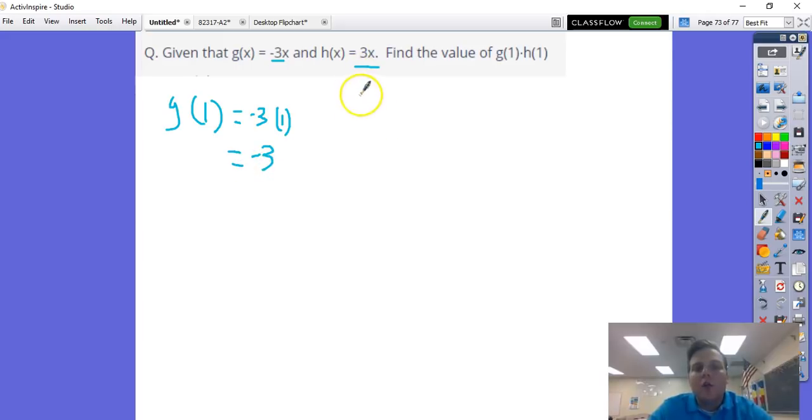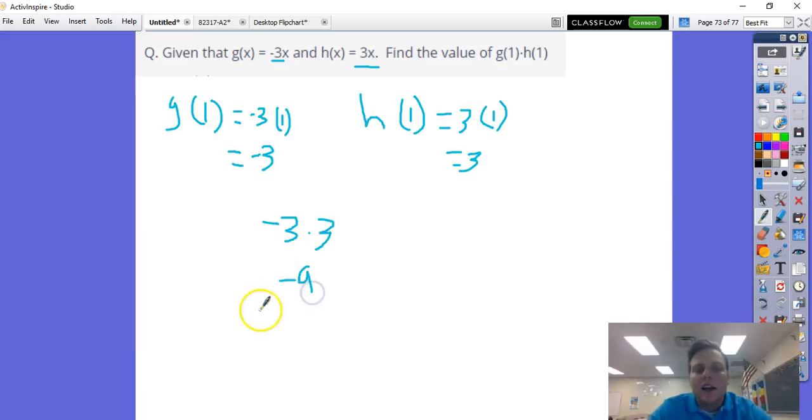All right, now we do h of 1, because that's what it says, h of 1. H of 1 is going to be equal to 3 times 1, and we get 3. I now know that g of 1 is negative 3, and h of 1 is 3, so now I'm just going to multiply those two together. So I get negative 3 times 3, which is negative 9. And that is my answer. So g of 1, which was negative 3, times h of 1, which was 3, is negative 9.